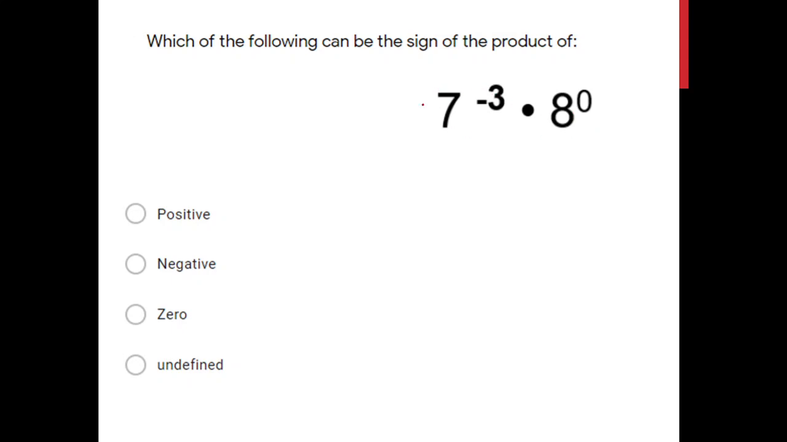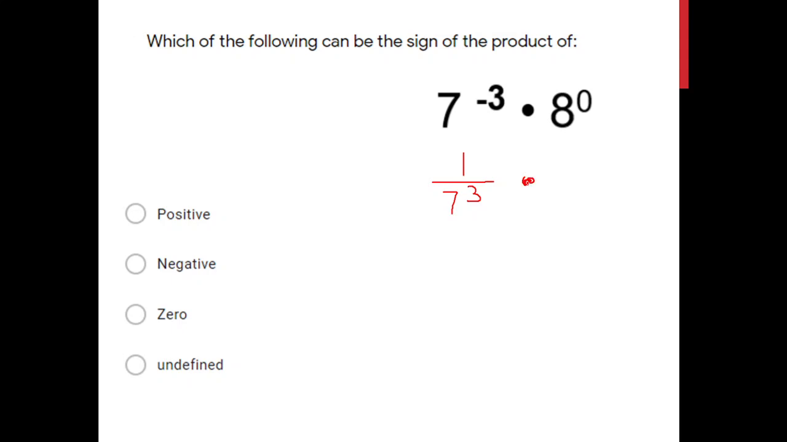Now, if you have a number or a variable being raised by a negative exponent, you need to transform this one into a positive power. So how do you transform this one? Simply get the reciprocal of that one. So this becomes 7 raised to the power positive 3 times 8 raised to the power 0.